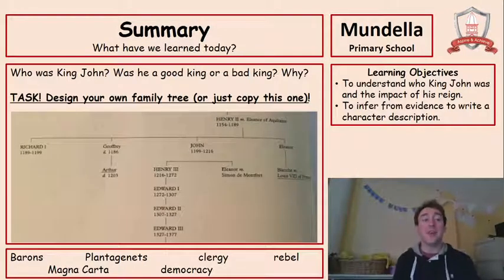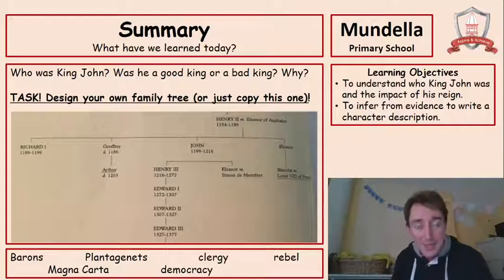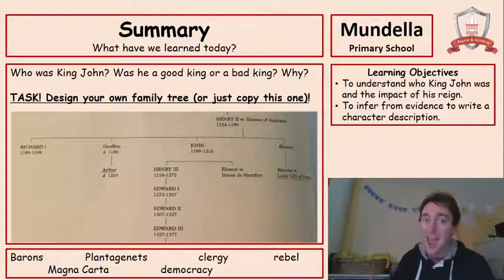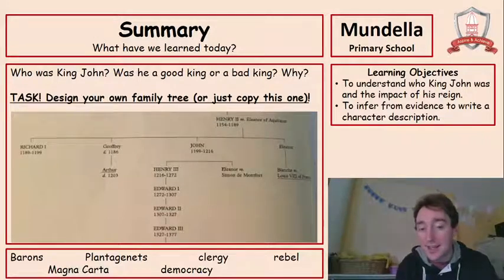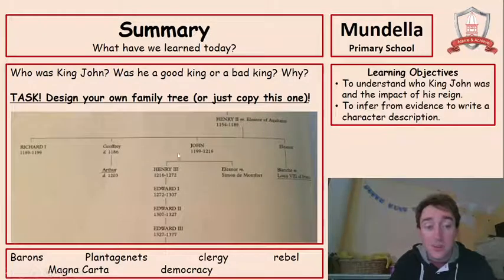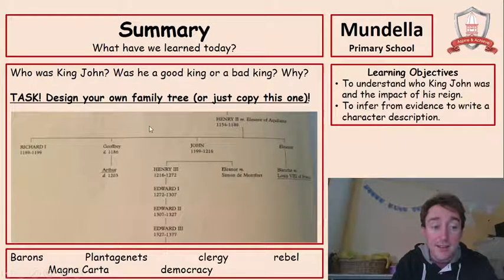Okay, what have we learnt today? Who was King John? Was he a good king or was he a bad king? And why? Have a think about that one. And then what I want you to do to finish, look at this. This is a family tree. And it's actually Richard I and John's family tree. They were both sons of Henry II, who was the king before both of them. But when Henry II died, Richard I was the oldest brother. So he was all the way over here and he took over.